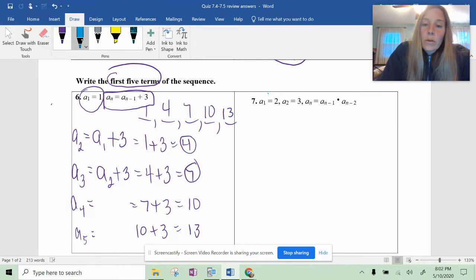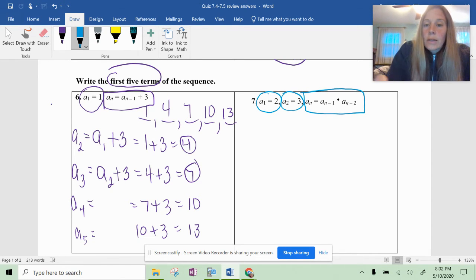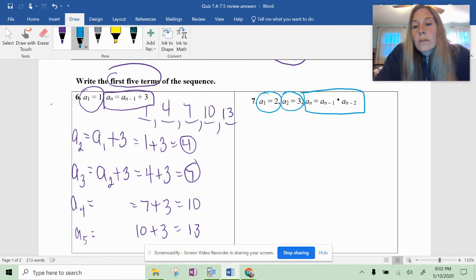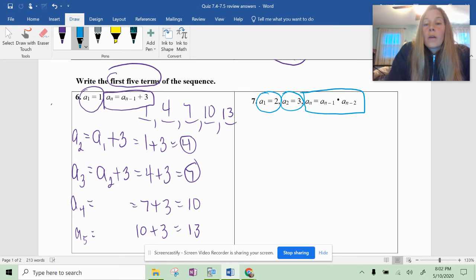All right, now the next one, they're giving us 2 numbers to start with. They're giving us the a sub 1 and the a sub 2. And then the formula is that we're going to be multiplying the term in the sequence that's 1 before the number we're trying to find, and we're going to multiply that by the one that's 2 before it. So we already have 2 and 3, and we need the next 3. So if I'm going to find the third term in the sequence, which is a sub n, I'm going to do the a sub 2 times the a sub 1.